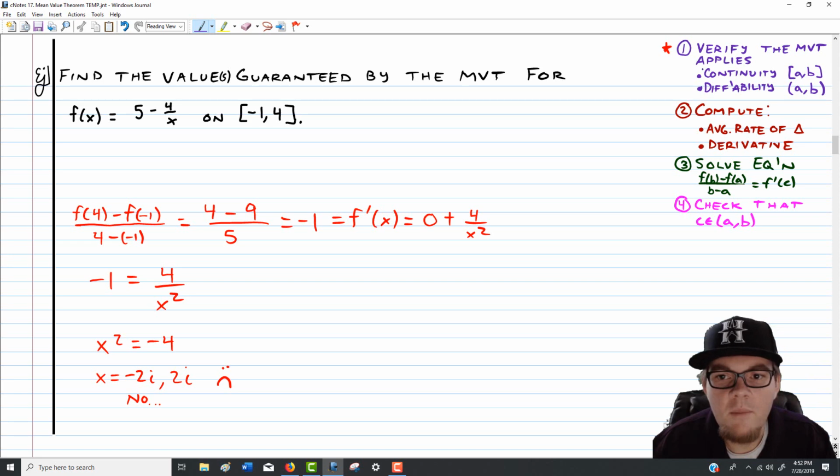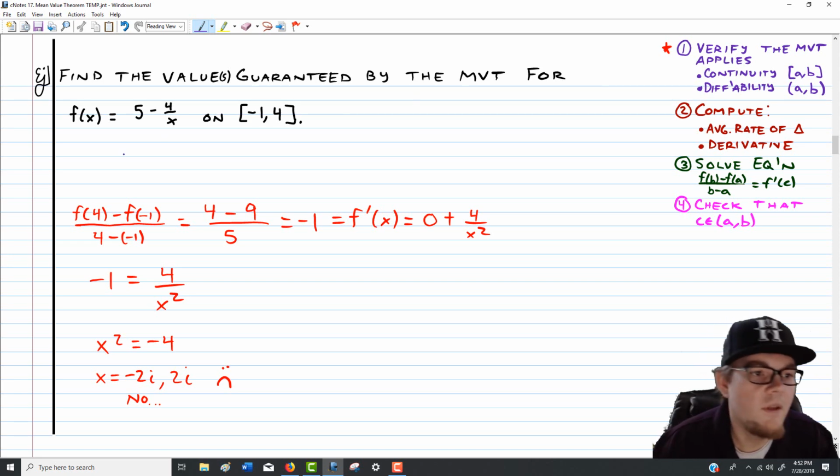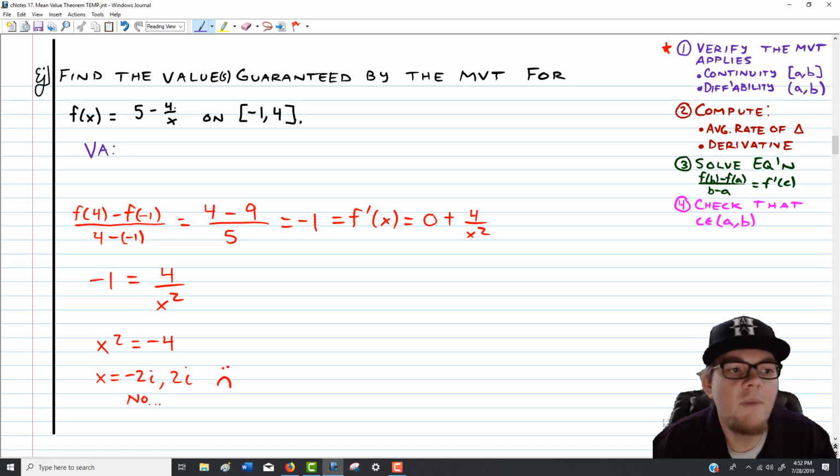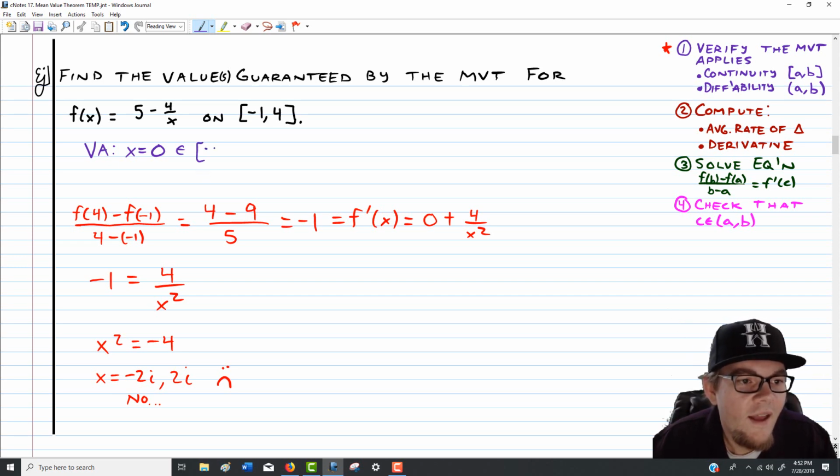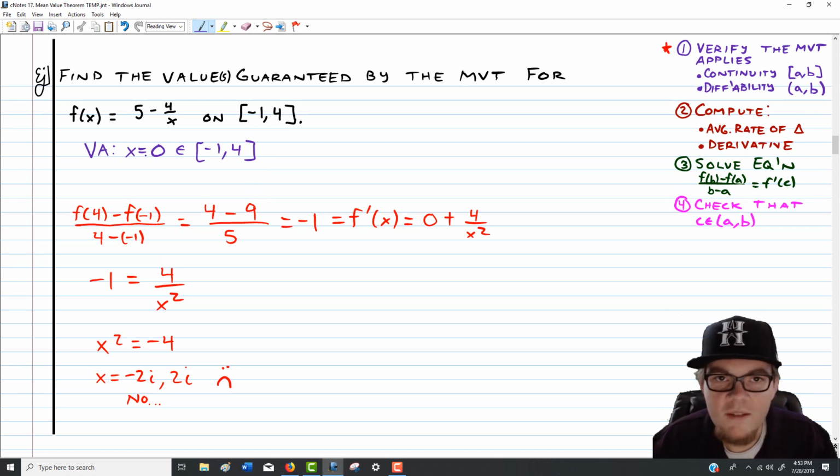But take a look at this first step. We're supposed to verify continuity and differentiability. Well, to consider continuity, the first thing that catches my eye about a rational expression is when the denominator equals 0. I see that there's a vertical asymptote at x equals 0. Well, here's the problem. 0 is in between -1 and 4. It's right smack dab in the middle. So what's happened is we've just tried to find a place where the average rate of change equals this value, but we've found it on a discontinuous function.